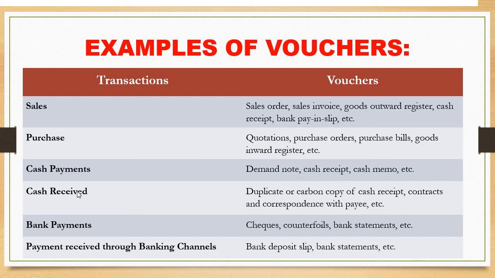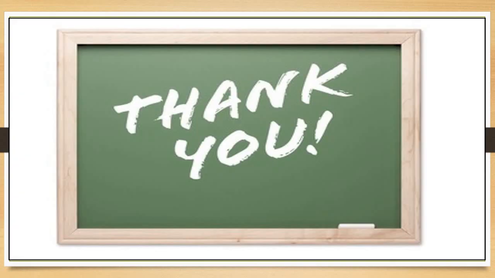And for cash received, if the company is receiving any cash, then duplicate or carbon copies of cash receipt, contracts, and correspondence with the payee. Similarly, bank payments: if the business is making any kind of payment through banks, then they will have checks, counterfoils, bank statements, etc. Similarly, the last one is payment received through banking channels. If the business receives any payments through banking channels, then they will have to produce bank deposit slips and bank statements to the organization. So this is about vouchers and types of vouchers.